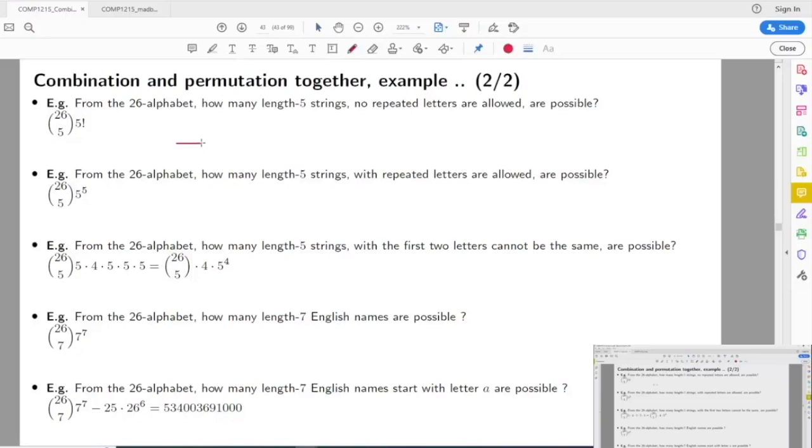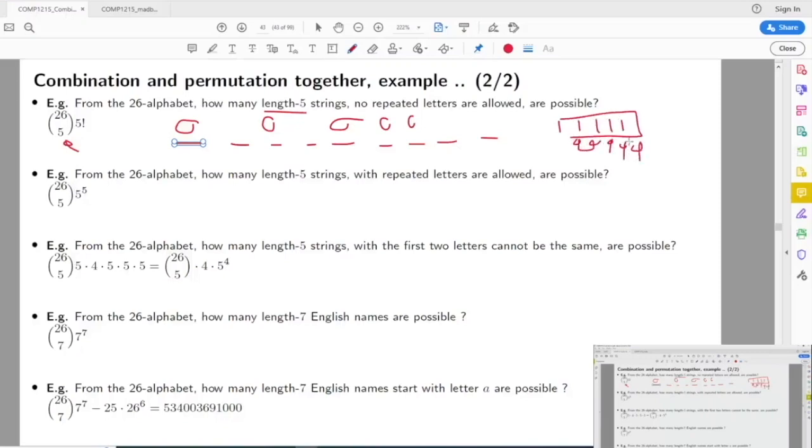So I have 26 letters, right? So I imagine 26 boxes. I have to form a length 5 string, right? That means I imagine I have to place 5 boxes in these 26 boxes. Then how many ways does this action have? This number of ways is this picture. Then after I finish this action, I have 5 boxes. I don't care about their location anymore. Now I care about the stuff inside. I cannot have repetition now, so this is permutation. This is 5 factorial. That's it.